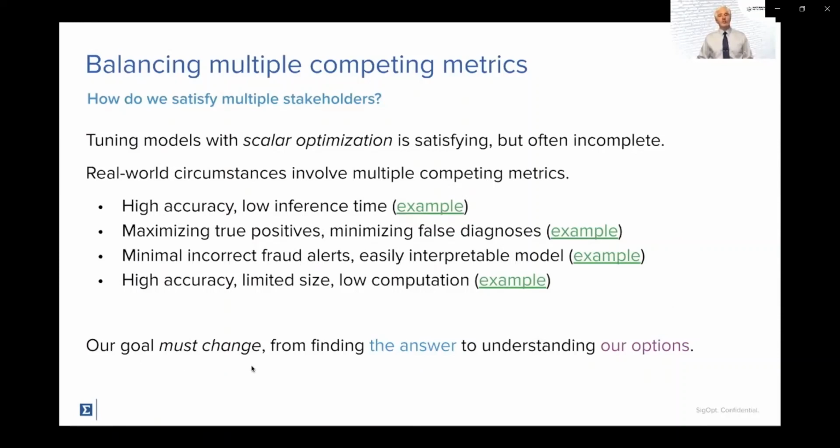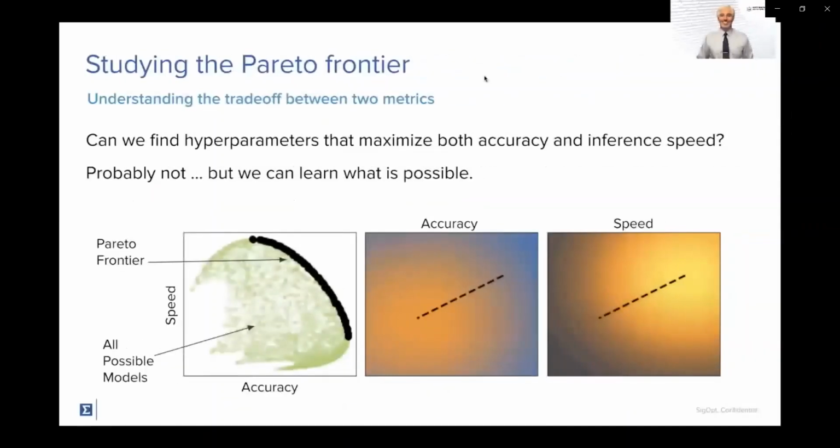No longer are we interested in simply finding the answer. We now need to understand our options. What options are available in the modeling process in order to balance these competing metrics? One common strategy for studying the balance between competing metrics is to study the Pareto Frontier, which we display below for two metrics. More can be considered, but is difficult for the purposes of visualization.